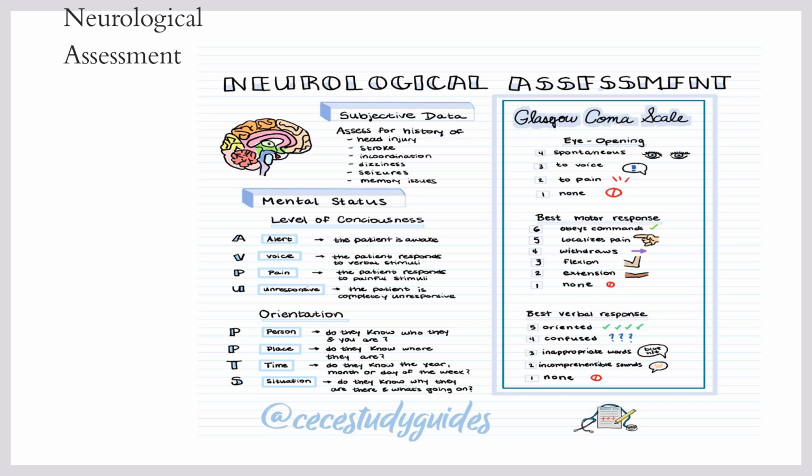So you're going to be looking at all those areas. Orientation: are they oriented to person? Do they know who they are? Place, where they are. Time, do they know what year it is? And then the S is going to be for situation, I'm sorry. Do they know where they're at and what's going on? So look at their level of consciousness and their orientation.